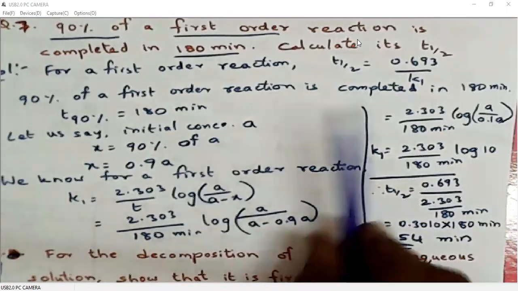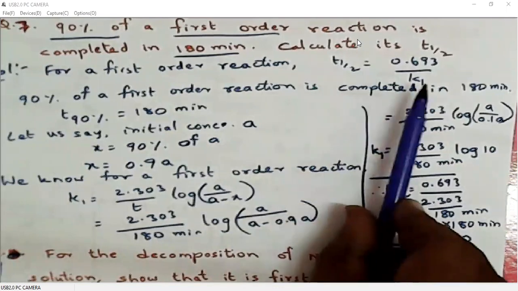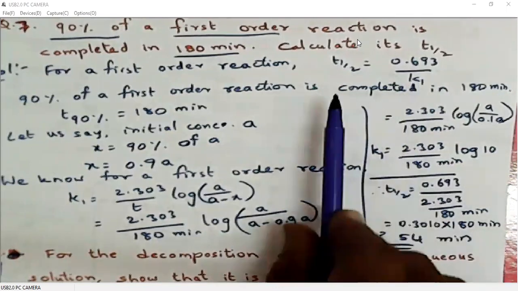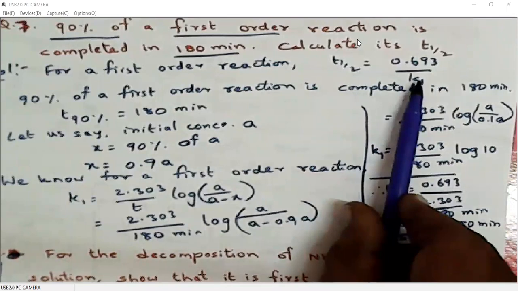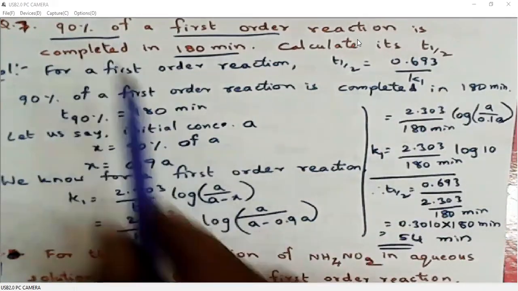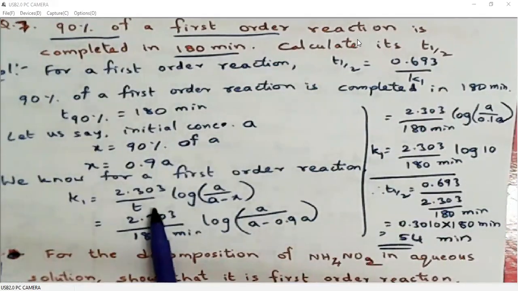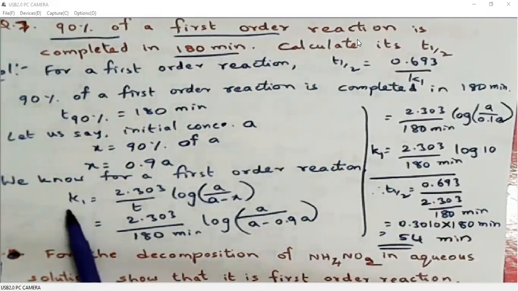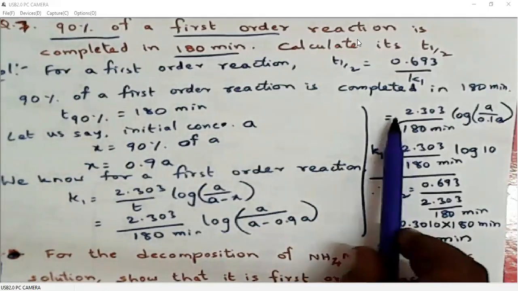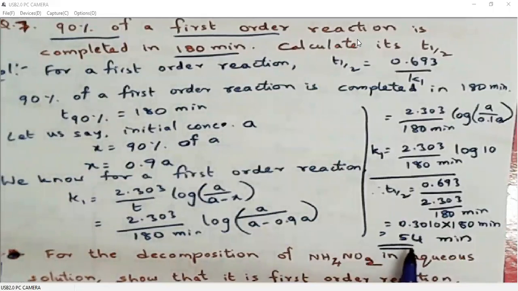So if you want to calculate T half, we need to have K1, or if you are given T half, we will calculate K1. Then from the other data, using the integrated rate expression, we can derive the value of K1 and we can substitute in the half-life expression so that we will get our T half.